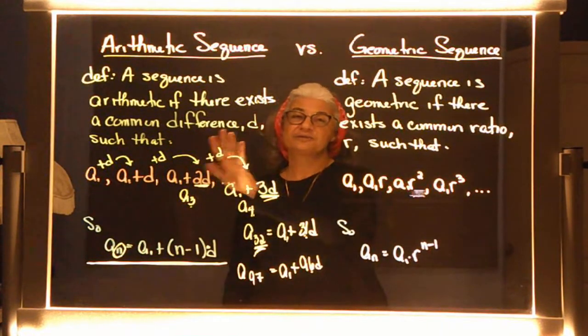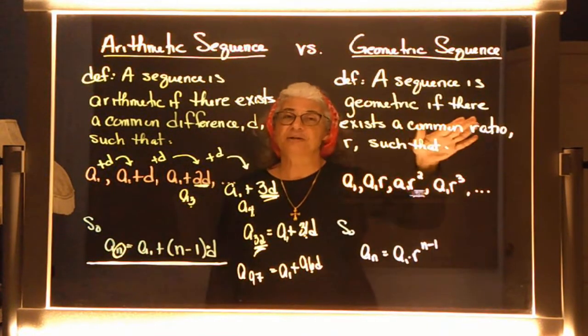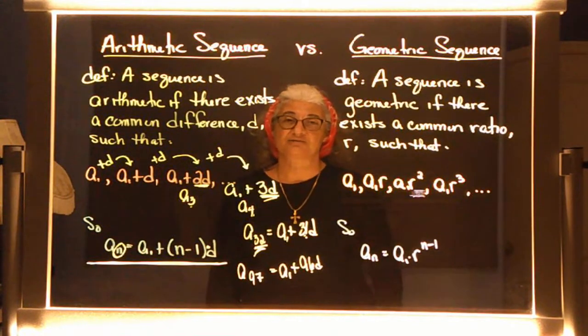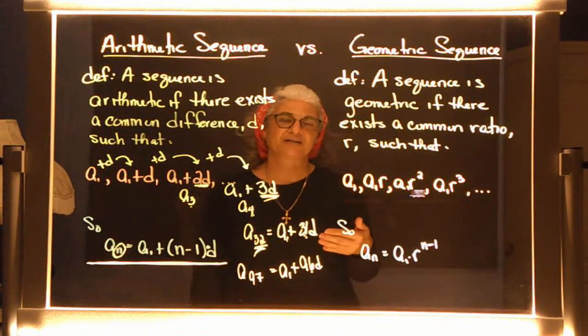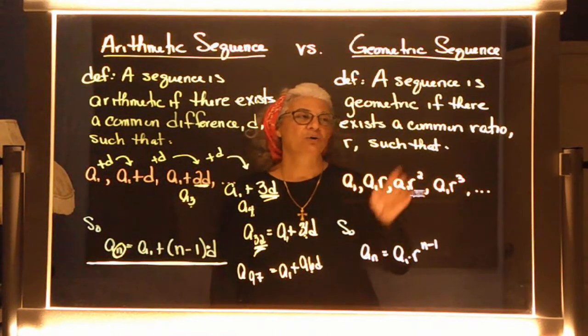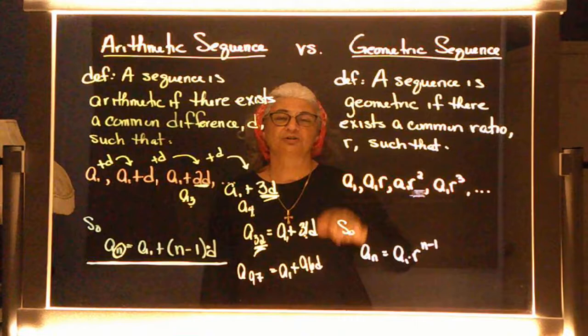So arithmetic uses addition and subtraction. Geometric is going to use multiplication and division. So that's the huge distinction between the two. But they act almost the same. So let's keep reading. In this case, we have a common ratio, and it's called R.